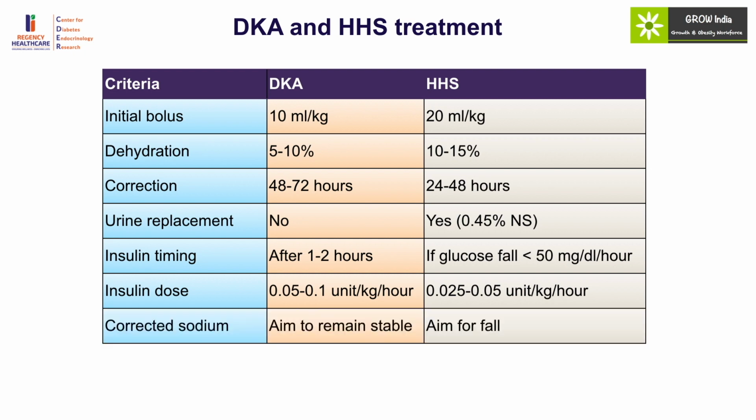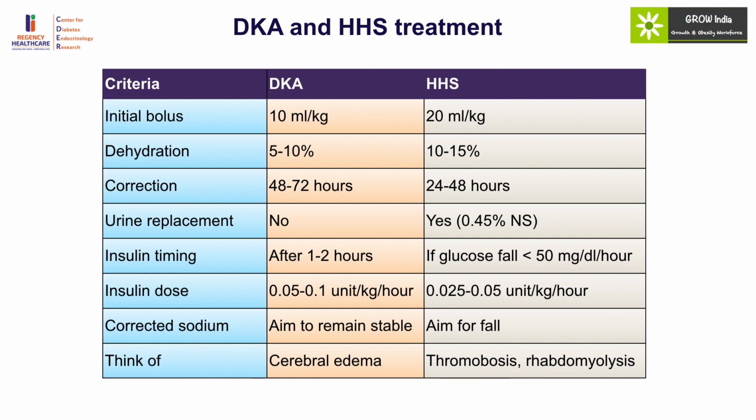One needs to be very careful in terms of corrected sodium, which should be stable in DKA, while in HHS one wants it to fall by around 0.5 millimoles per hour. There is a need to be careful about the possibility of cerebral edema in DKA, while thrombosis and rhabdomyolysis are the major concern in HHS, and cerebral edema usually does not happen.